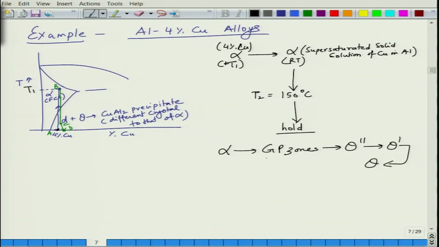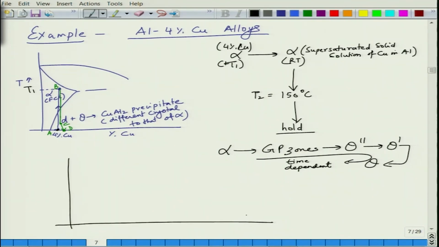Now, this happens as a function of time, it is time dependent. Now this transformation is also related to what we call the hardness of the alloy, as a function of time. So it has a base hardness, the initial hardness, and then it goes through a peak, it goes through another peak, and it goes through a situation like this.